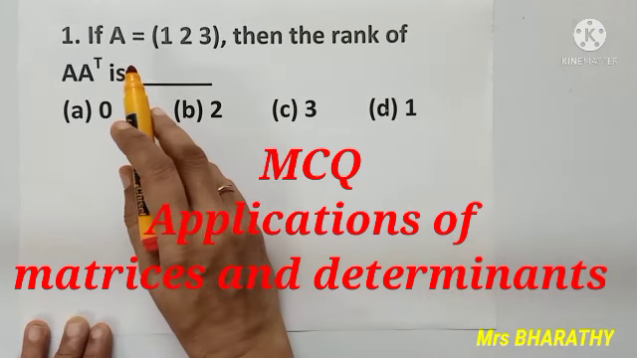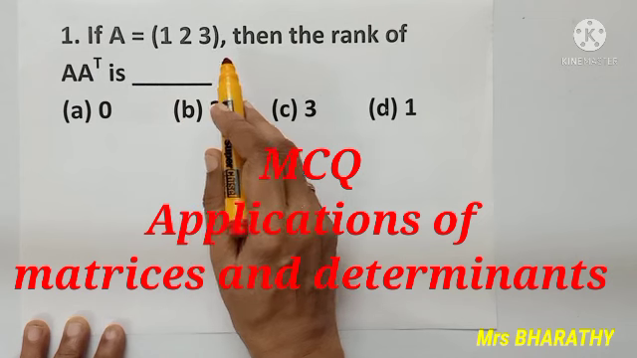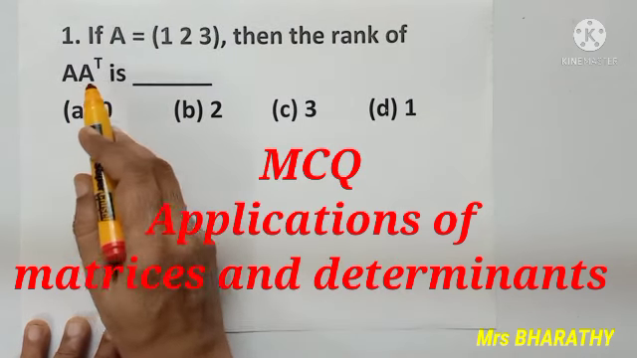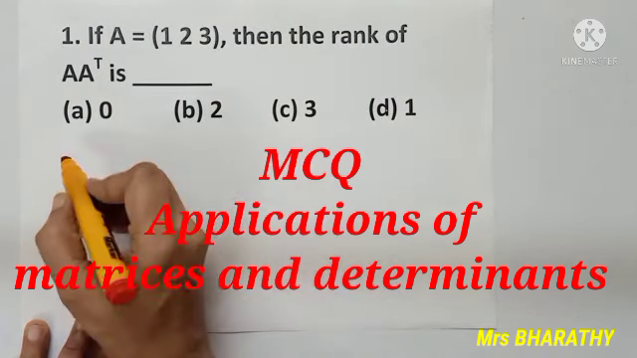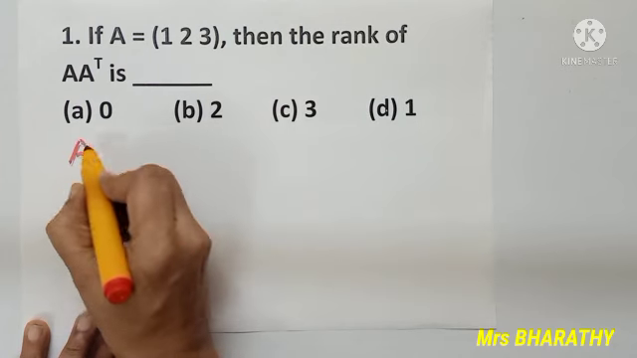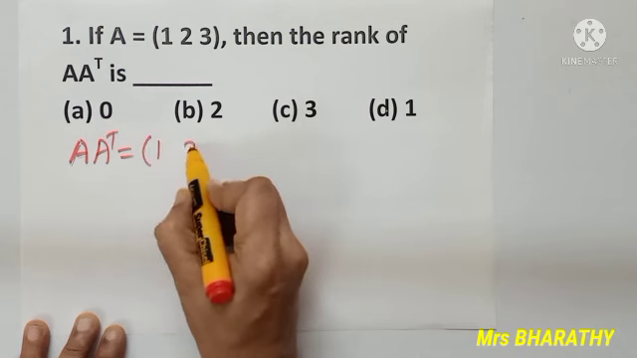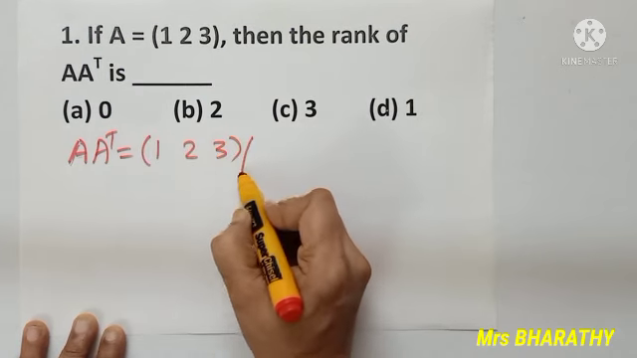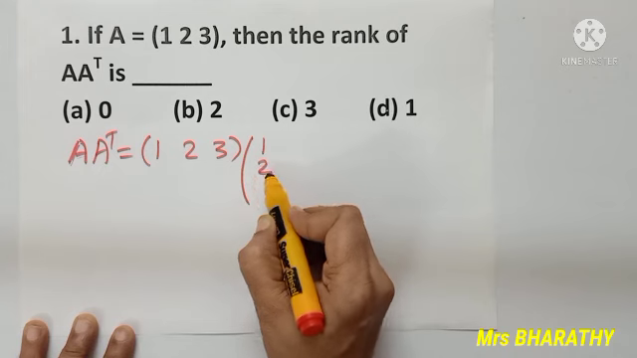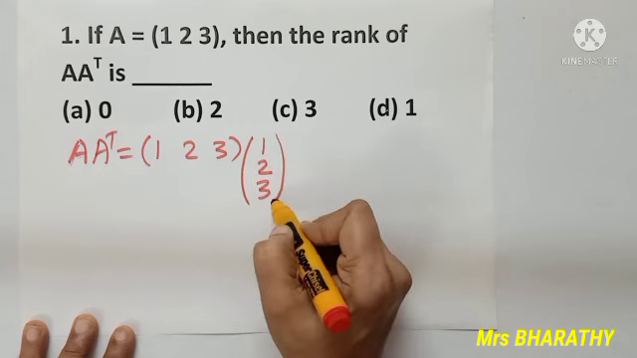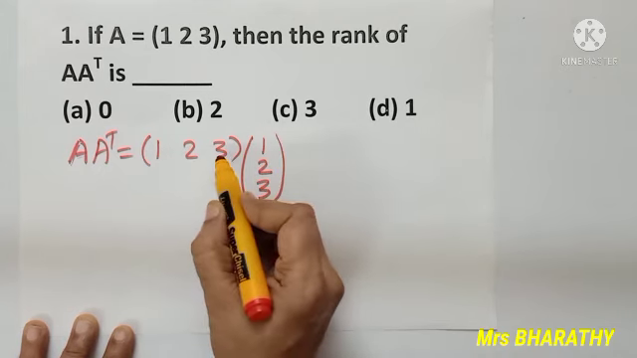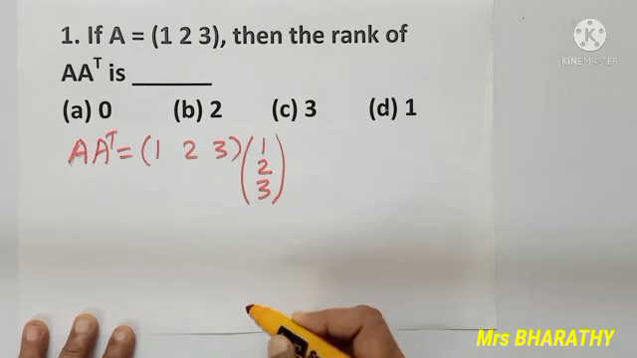If A equals [1, 2, 3], then the rank of A transpose. Let us find out what is A transpose. A is [1, 2, 3]. A transpose will be interchanging rows and columns. So this is a row matrix. This will be a column matrix.